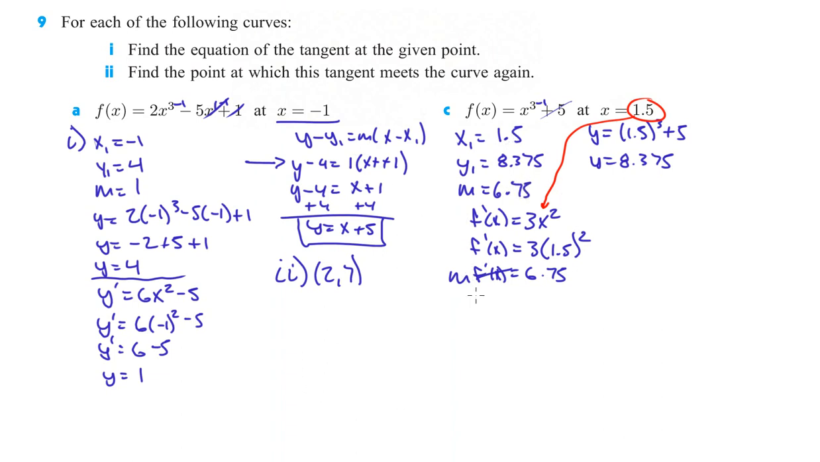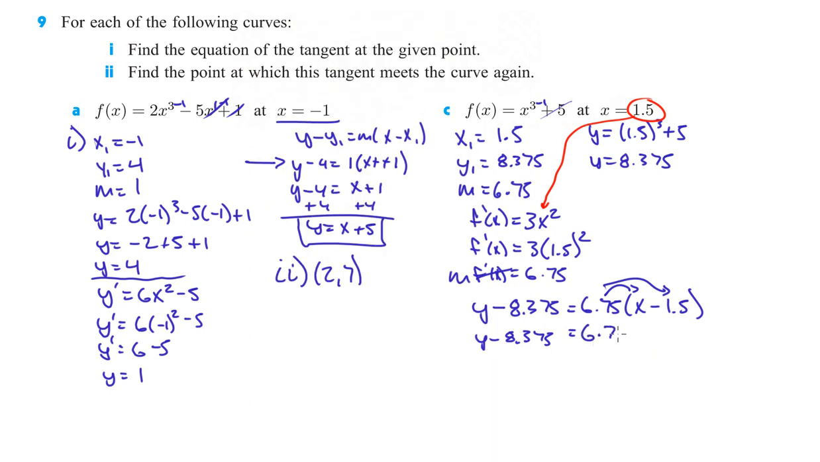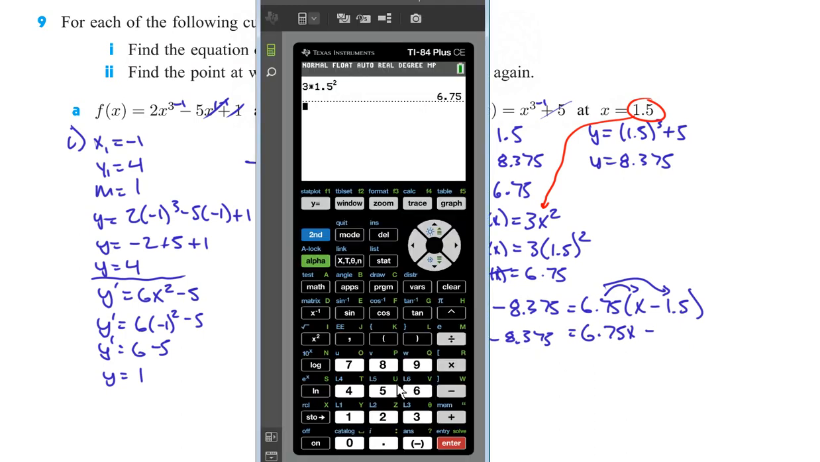We're just going to plug it into our point-slope formula. So y minus y1, which is 8.375, equals m, which is 6.75, times x minus 1.5. And then away we go. So we get y minus 8.375, and then we distribute this 6.75 to both of those, right? So that's going to be 6.75x minus 6.75 times 1.5, which gives us 10.125.